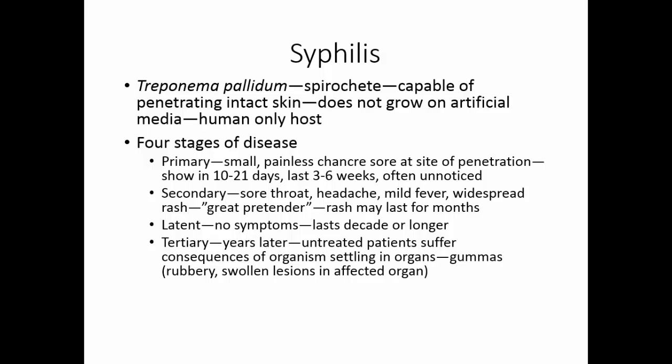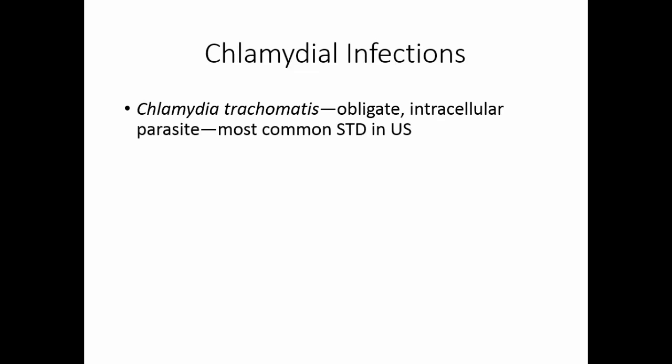The tertiary phase occurs years later. Untreated patients suffer the consequences of the organism settling in an organ. They may have brain damage, heart damage, spinal cord damage, kidney damage. It just depends upon where the organism landed. Gummas are rubbery, swollen lesions in the affected organ. This is sometimes the tip-off that the problem is syphilitic. Syphilis can be transmitted to the fetus. This is known as congenital syphilis, and it causes severe birth defects. The treatment is penicillin.